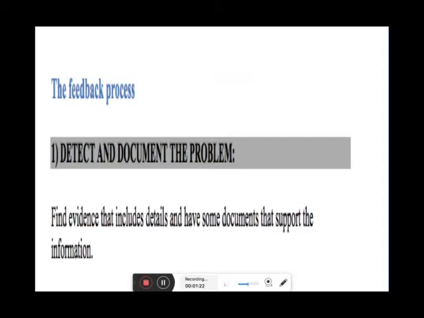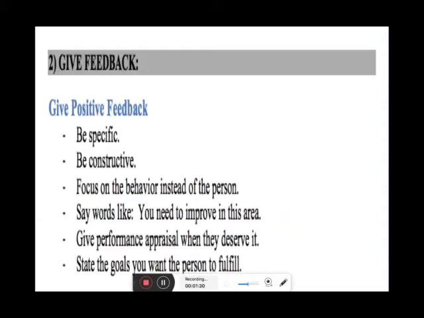The feedback process. Detect and document the problem. Find evidence that includes details and have some documents that support the information. Give feedback. You need to be specific. You need to be constructive. You need to focus on the behavior instead of on the person. Say words like, you need to improve in this area. Give performance appraisal when they deserve it. State the goals you want the person to fulfill.